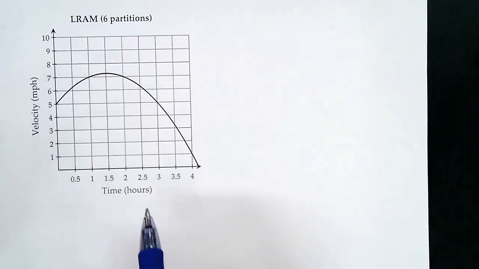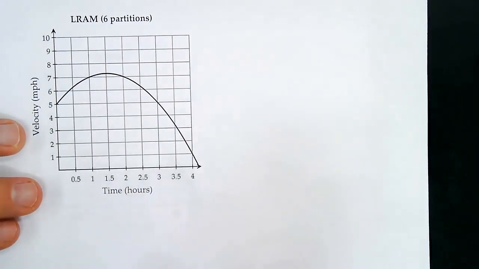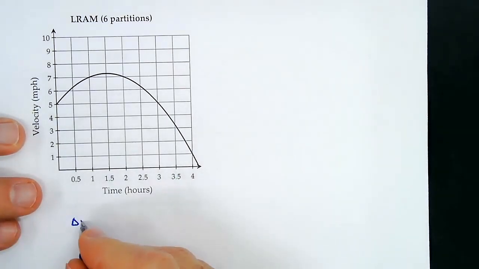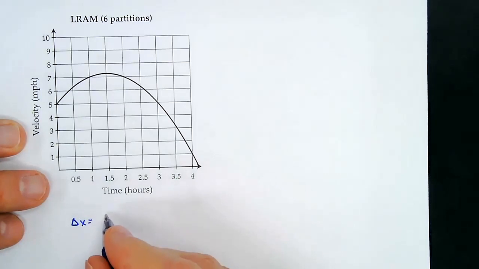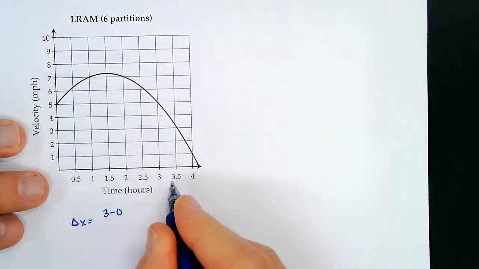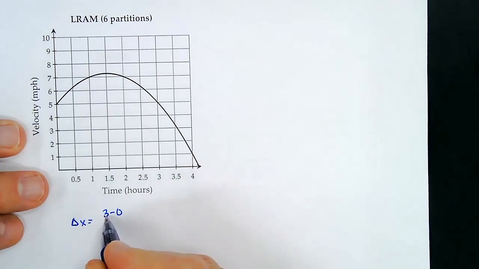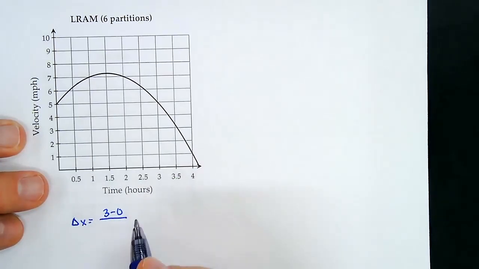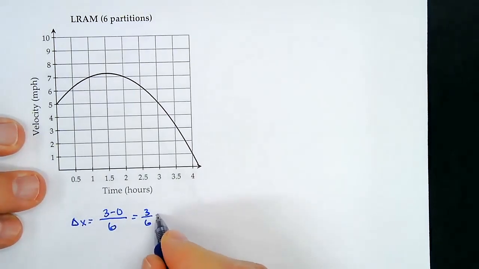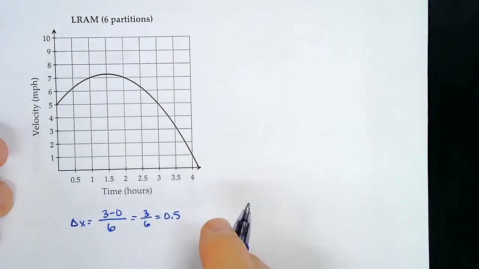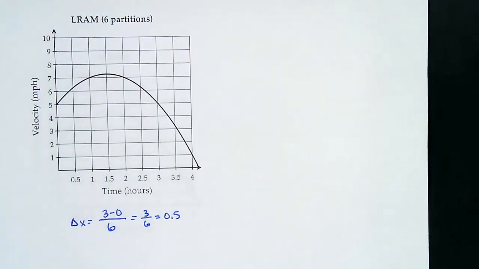So for this one right here, we're still going from 0 to 3, but I want to do 6 of them. So my delta x, the width of my rectangles, is still 3 minus 0, because I'm starting at 0 and I'm going to end at 3. These are the end points, right? The start, and this is the end, but this time I want to break it up into 6 of them. So this is the number of partitions right here. That means 3 minus 0 is 3 over 6, which is 1/2 or 0.5. So this time I'm going to make 6 rectangles, but the width is going to be 0.5.